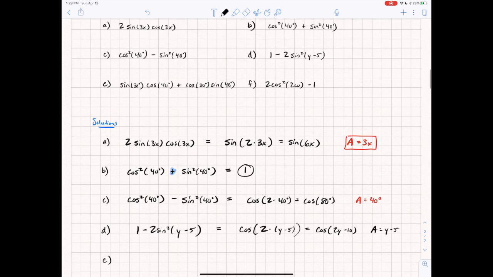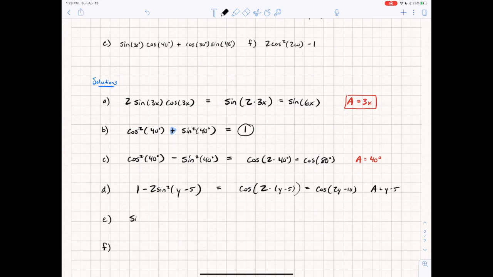All right, looking at E. So I have sine of 30, cosine of 40, plus cosine of 30, and sine of 40. Now notice this is not double angle. This would be angle sum. Because it's sine and cosine, this is telling me that I'm using sine, and because it's plus, that's how I know it's plus on the inside. So my two angles, A and B, are 30 and 40. So I can condense this down to saying sine of 70.